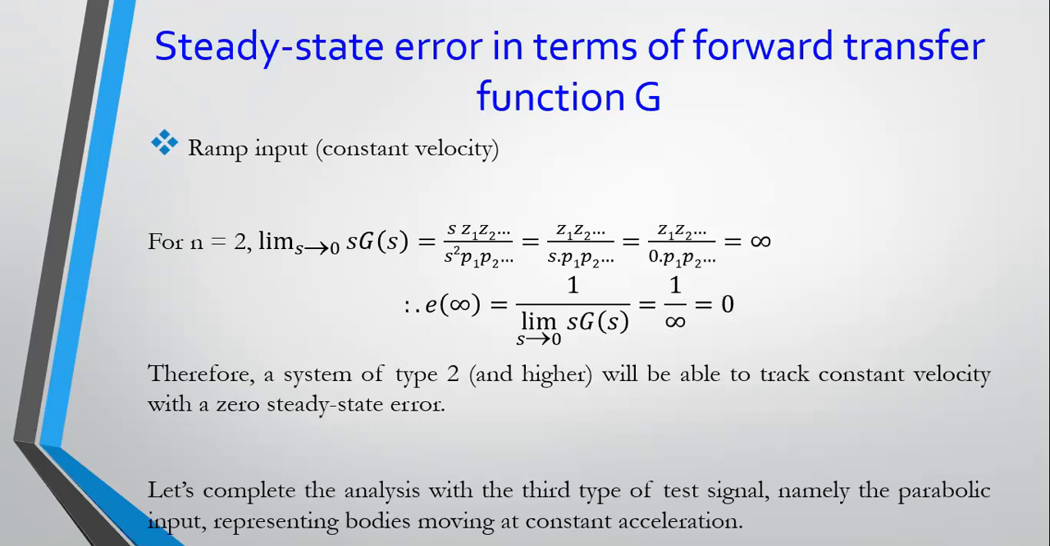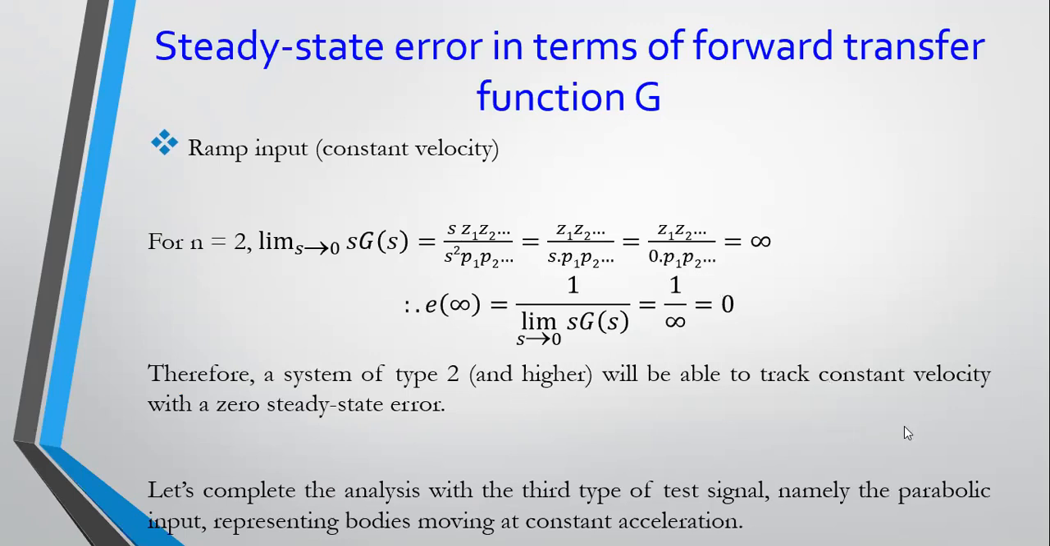Okay. If we increase now to type 2, as you could imagine, now you have s squared in the denominator, you have an s here, so this s cancels 1, but you have an s remaining in the denominator, which when you put 0, because the limit of s tends to 0, you get infinity. When you replace that limit now with infinity in your steady state term, you get 0. So what we're finding here is a system of type 2, and of course higher, will be able to track constant velocity with a 0 steady state error.